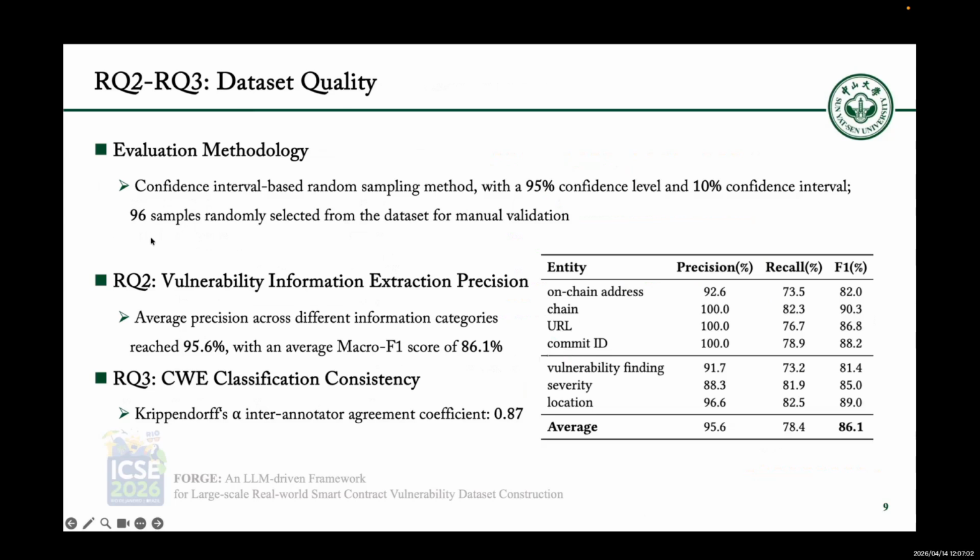classification, so we use Krippendorff's alpha to measure inter-annotator agreement, and the resulting alpha is 0.87, which exceeds the commonly accepted reliability threshold of 0.80. This means our LLM-driven classification reaches near expert-level consistency.